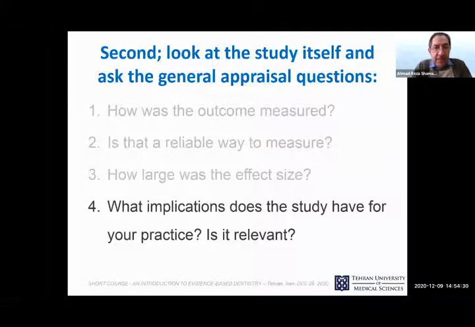And the last question on this slide is: what implications does the study have for your practice? Is it relevant to you or not? Maybe some answers are classified for specialties, and in general practice it's not sufficient or appropriate. So evidence for hospitals should be practiced in hospitals, not in the office. And evidence for the office may not be appropriate for hospitals or clinics.